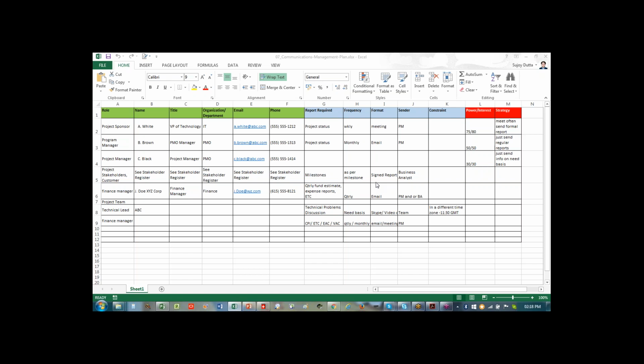So basically to analyze the power and interest, and what strategy is needed to handle the stakeholders, you are going to get a copy of this along with the student package. You have to immediately prepare it for your current project. It's not that you would be showing it to someone, but it is for your own understanding, and you have to keep it handy with you.